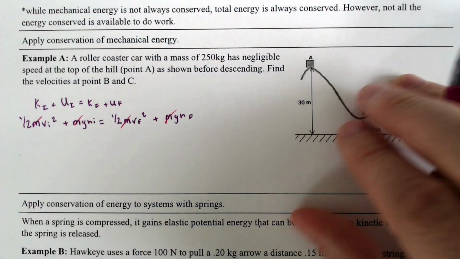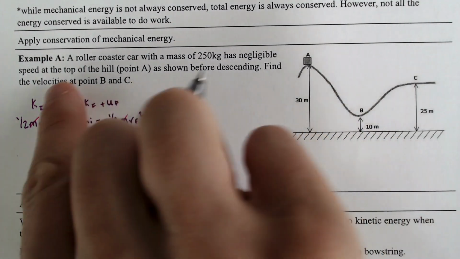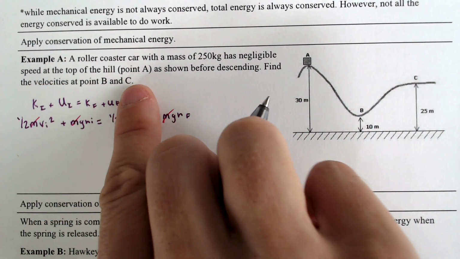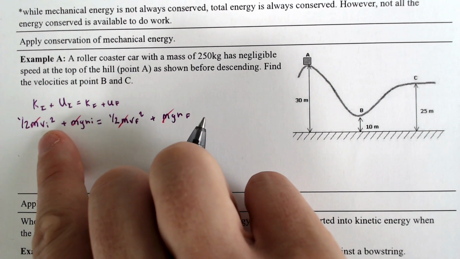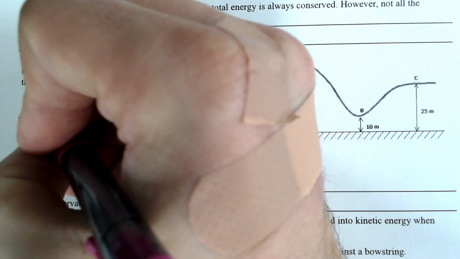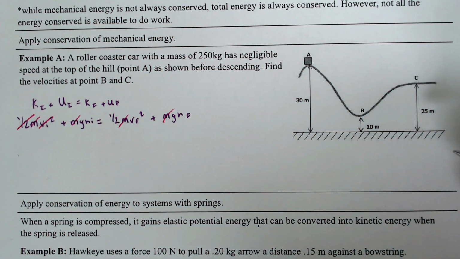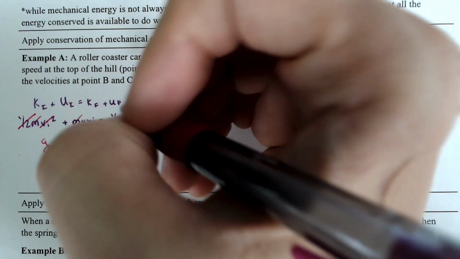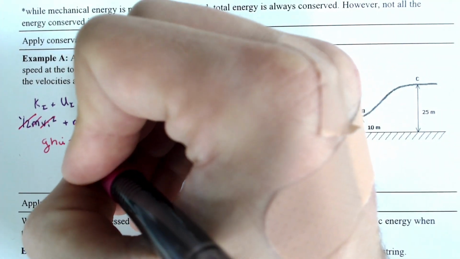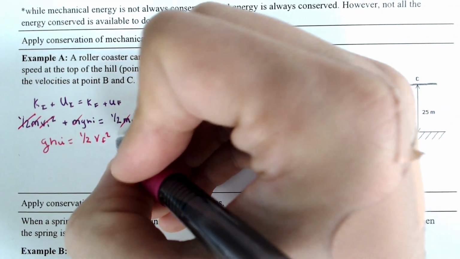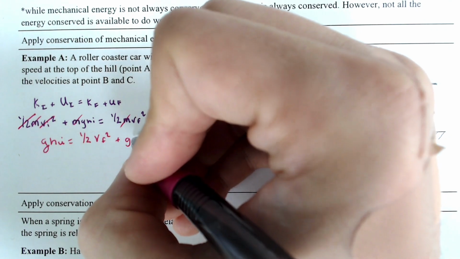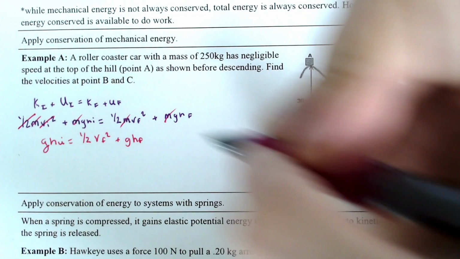All right, with that in mind, we are also told that the speed at the top of the hill, point A, the initial height, is 0. So if we plugged in 0 here, V_i equaling 0 would cancel this entire term out, which tells us that g h_i will be equal to 1/2 v_f squared plus g times h final.